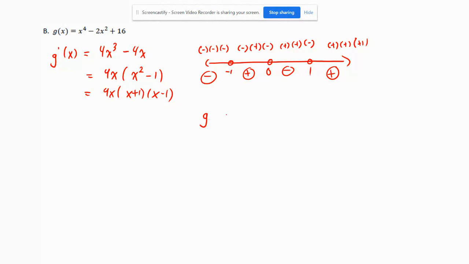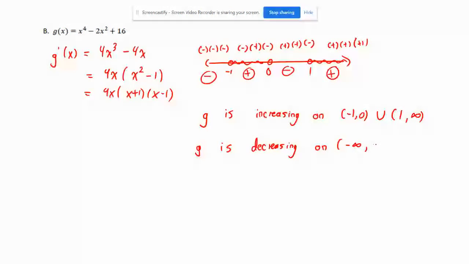So our function g is increasing on negative 1 to 0 and from 1 to infinity. It's going to be in this region here and this region over here, where it's positive. g is decreasing on negative infinity to negative 1, and then from 0 to 1 like this. Okay, so there's going to be our answer for this one over here.